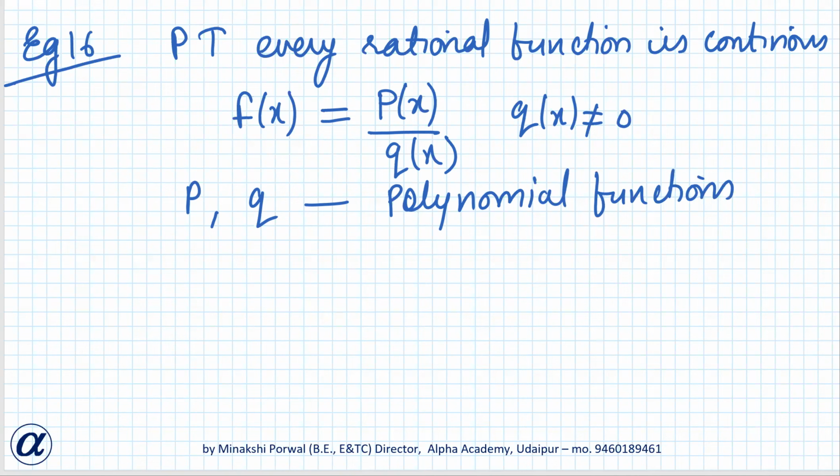So by the definition of rational function, we know that the function is P upon Q, where P and Q are polynomial functions. Now we know that polynomial functions are continuous. So Px is continuous, Qx is continuous, and Qx is not equal to 0. Therefore, if two functions are continuous, their division will also be continuous. So this will be a continuous function. So we can write P, Q are polynomial functions.